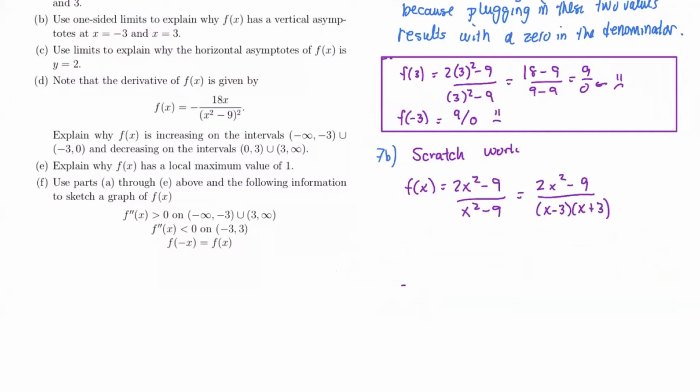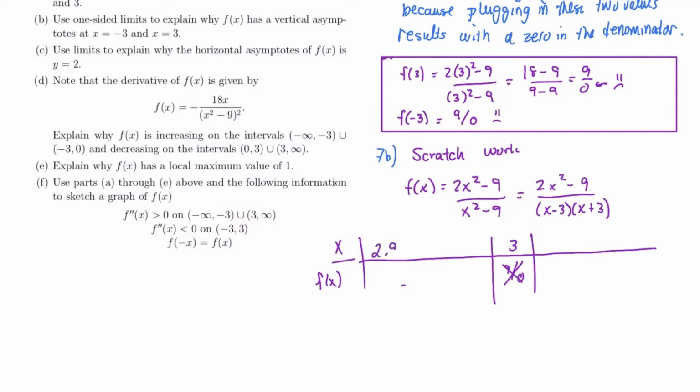Okay, so what we're going to do is make a table of values, and we're going to put 3 right in the middle. And we already know when we plug in 3, we get 9 over 0, which is bad. All right, we already know that from our calculations in part A. The top number is the x, the bottom number is the f of x. And then we're going to pick values really close to 3. So for example, 2.9 is really close to 3, and 3.1 is really close to 3.